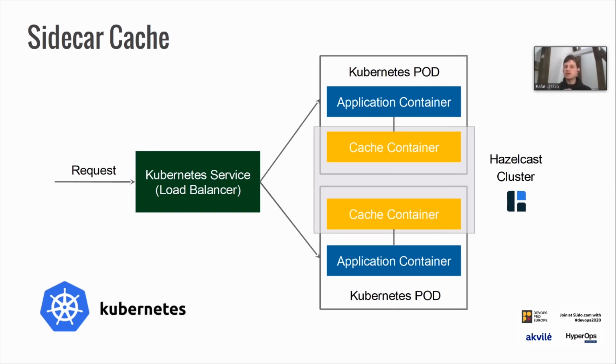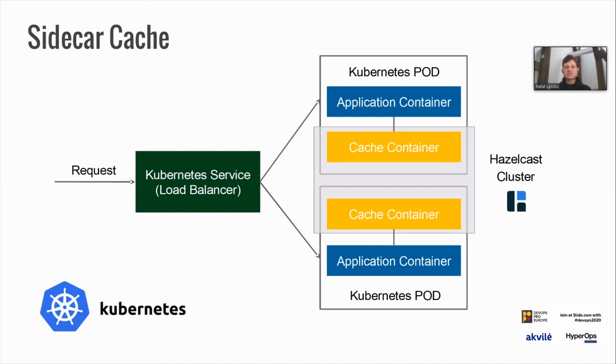Now, in most cases, you will see that one pod contains just one container, which is your application container, and that's all. But sometimes you may add an additional container with some additional logic, for example, a logging agent that will send your logs somewhere. And this additional container is called a sidecar container.